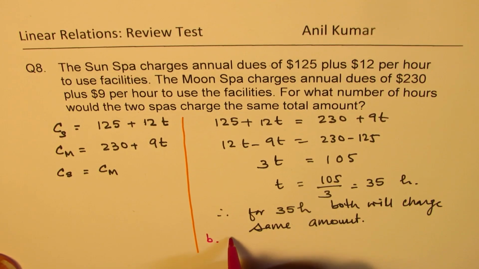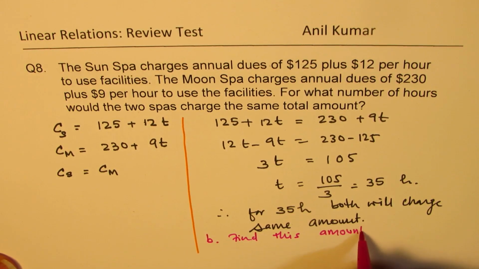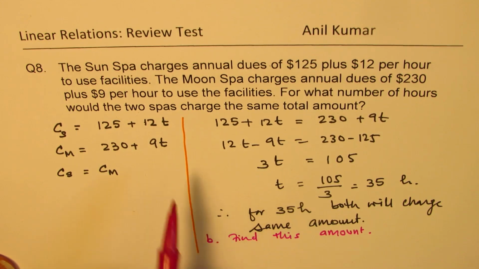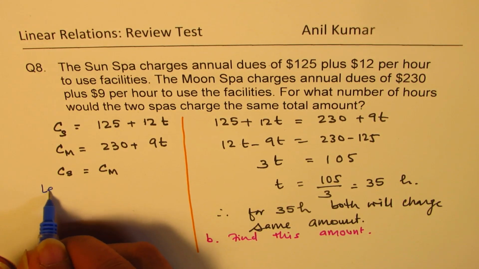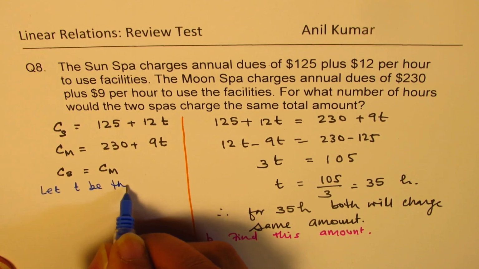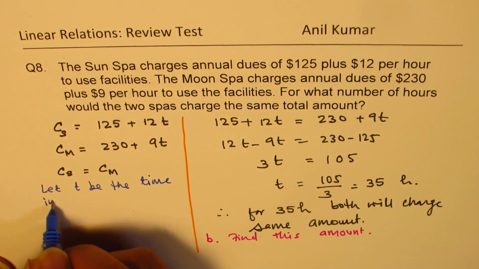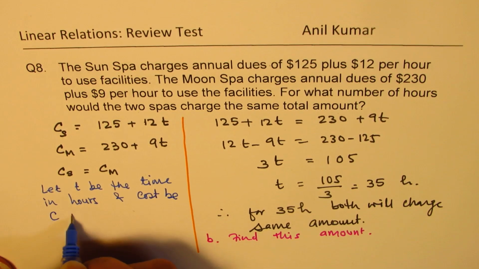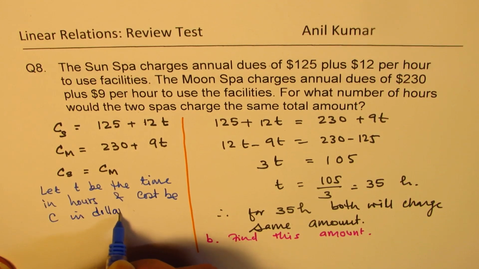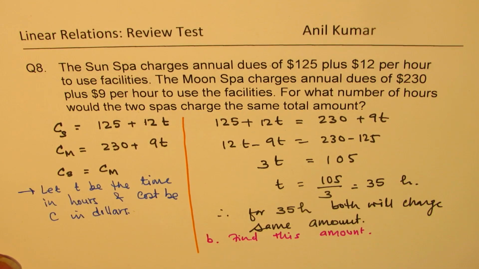Part B is find this amount. So you can plug in t as 35 in either of these equations and you'll find the same amount. Now, it is important to define your variables. You should define first, let t be the time in hours and cost be C in dollars. That is an important thing. You could begin with this, then get your equation and solve as we have done. So I hope that helps, right?